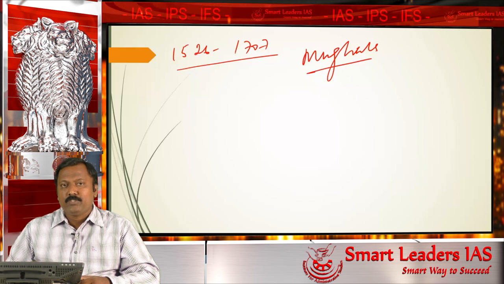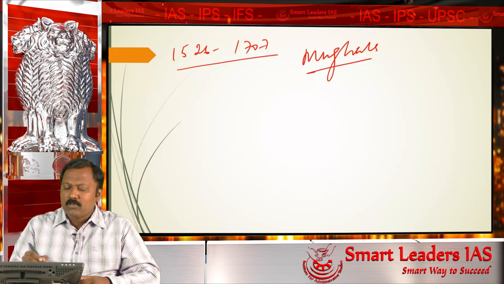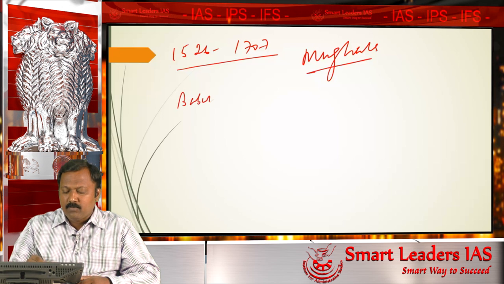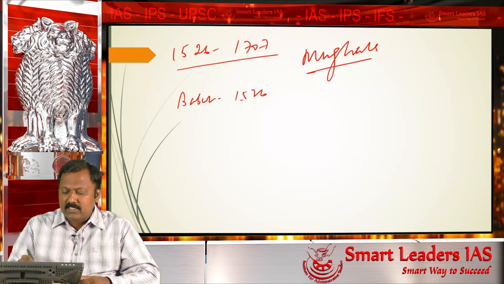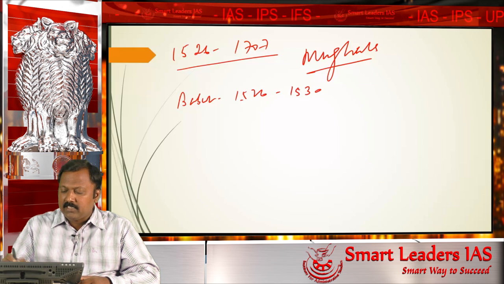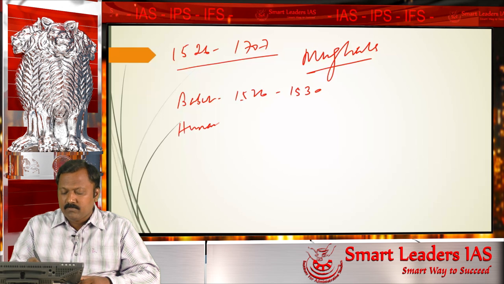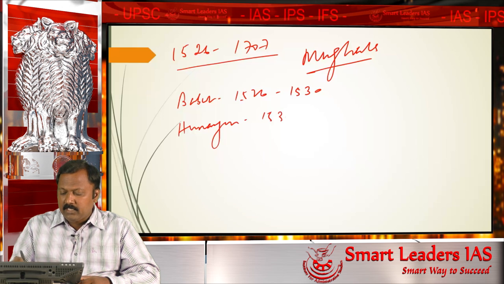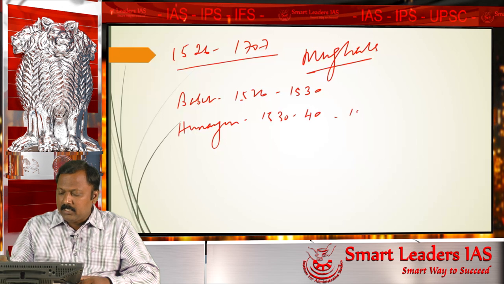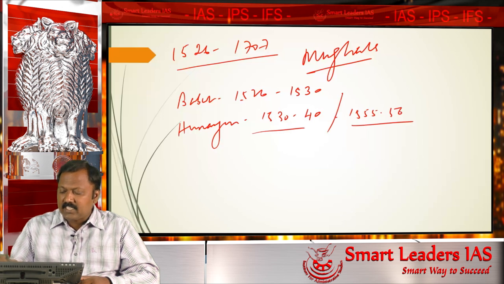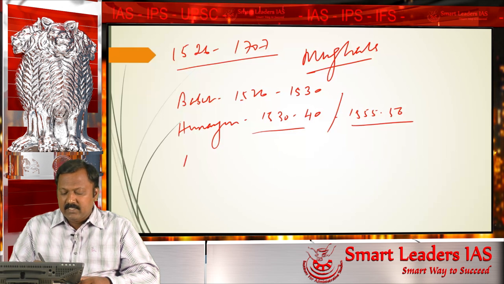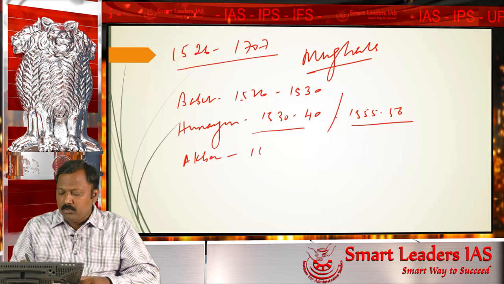Who are the rulers who ruled? And one or two important things, just to cover an outline. The important Mughal rulers who ruled from 1526 to 1707 are Babur, who came to India in 1526 and ruled up to 1530. Then we have Humayun, 1530 to 1540, then 1555 to 56. I'll tell you why there is a gap of 15 years; we will discuss it. Then we have Akbar, who ruled from 1556 to 1605.